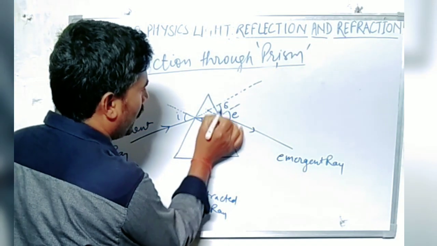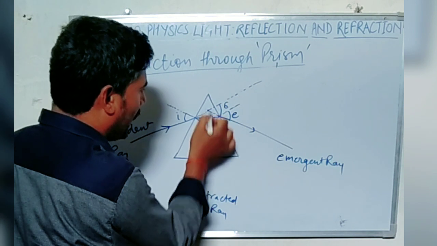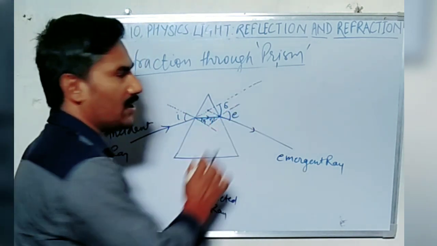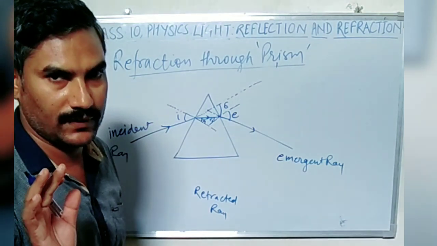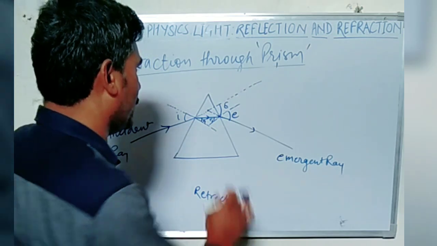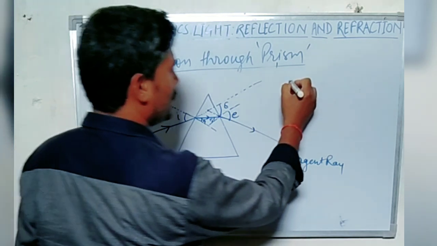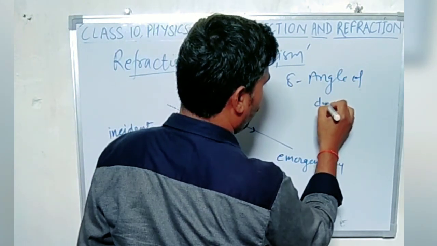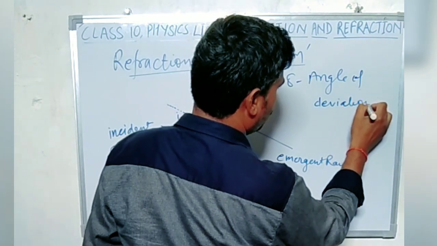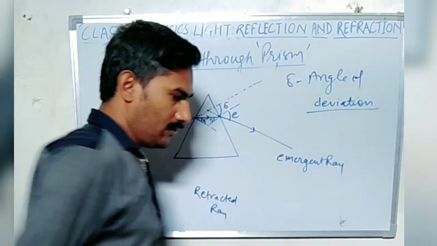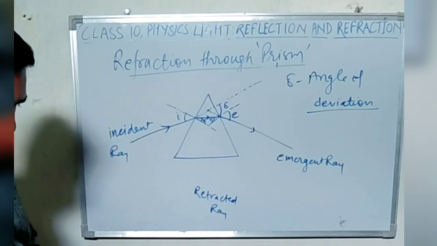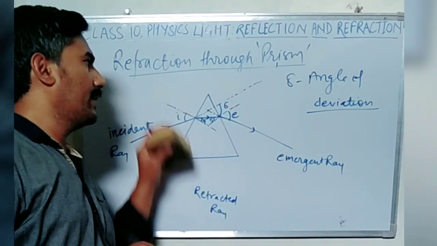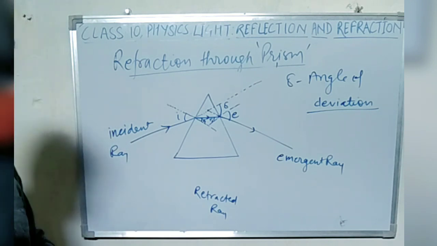So this angle is actually the angle between the emergent ray and the projected path of the incident ray. So now it's clear what the angle of deviation is. This is the angle of deviation. There are a few factors on which this angle of deviation depends.